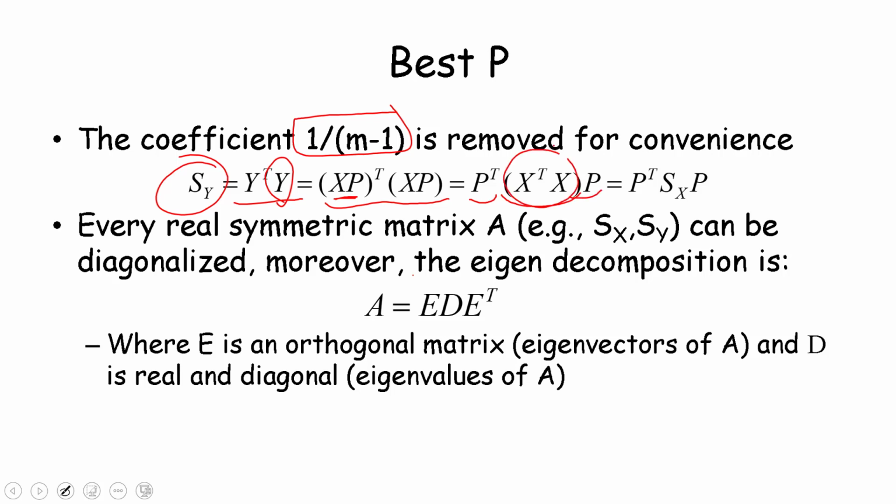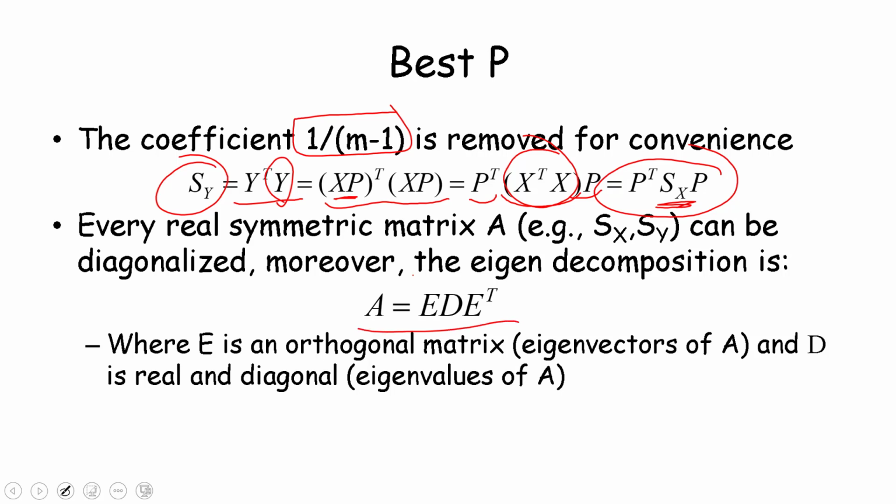X transpose times X is the scatter matrix of X, so let's write that instead. We are kind of stuck here. Let's see what else we can do. From linear algebra, we know that every real symmetric matrix can be diagonalized, meaning we can rewrite a real symmetric matrix using eigen decomposition as follows.